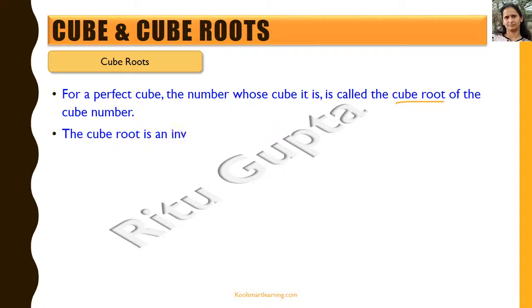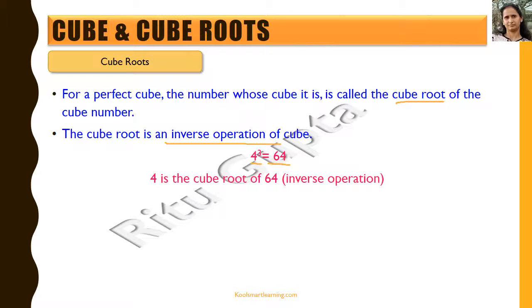Similar to the square root, which was the inverse operation of squares, the cube root is an inverse operation of cube. So if we are saying 4 cube is equal to 64, we will say that the cube root of 64 is 4. That is just an inverse operation. It is represented by a symbol similar to the square root symbol with a 3 placed within it. So that gives us the cube root of 64 is equal to 4.